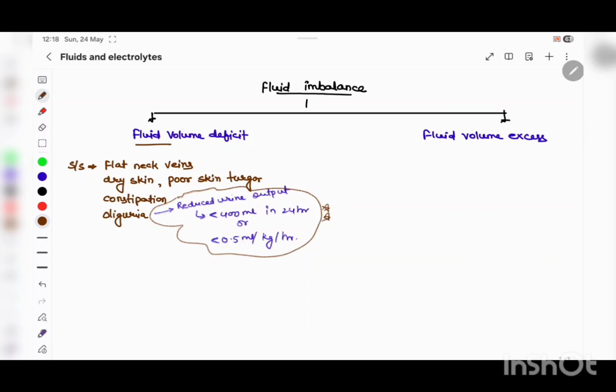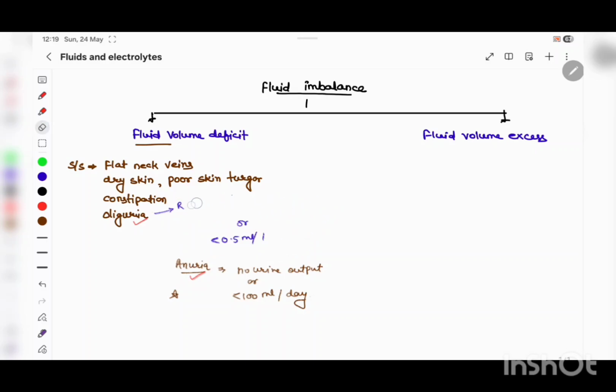Together we can study one more term, anuria. As the name suggests, there can be no urine output. What should we remember? No urine output, or less than 100 ml per day, in 24 hours. So both of these things are important. You should remember this. Next we'll go back to our topic, fluid volume deficit.